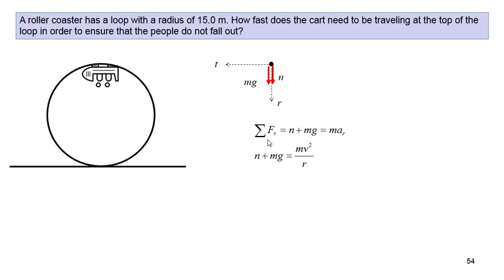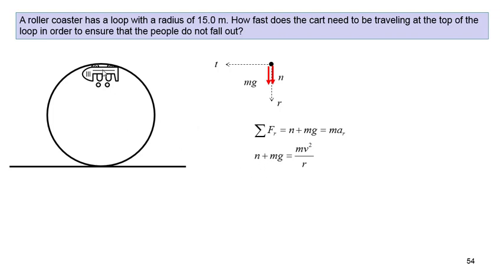So I can say my net force in the R direction. Remember, downwards here is the positive R direction. So that's N plus mg. Those are pointing down. My net force in the R direction is always equal to my mass times my acceleration in the R direction, and my acceleration in the R direction is equal to v squared over r. So here's the v. That's what I want to know. How fast does this need to be so that they don't fall out?